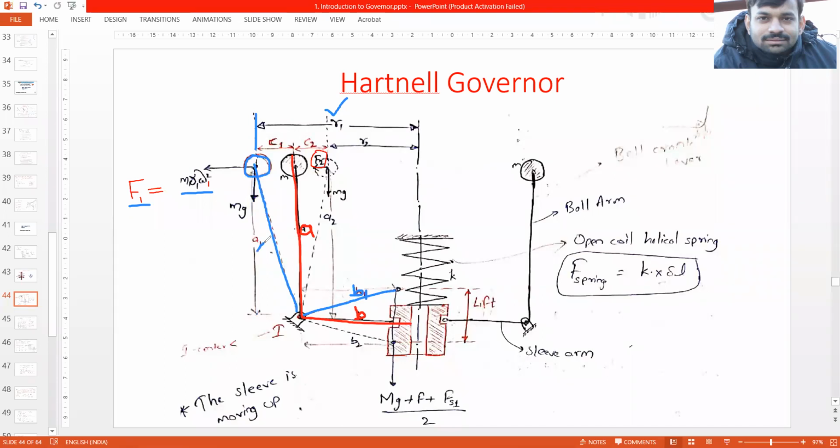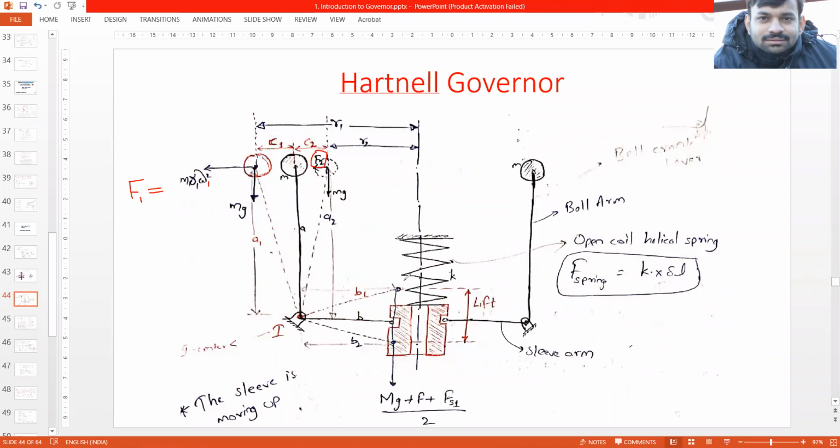Okay, this vertical distance is a1. So the F1 force is m1 r1 omega square, or m r1 omega square, because the mass will remain same. This vertical distance is a1, and this horizontal distance is c1. From this position, this horizontal distance is c1. So when the sleeve is moving up, this is distance b1. This force is m r1 omega 1 square. This is distance a1, and this horizontal distance is c1. And the radius of rotation is r1. So these are the distances and forces corresponding to position 1 when the sleeve is moving up.